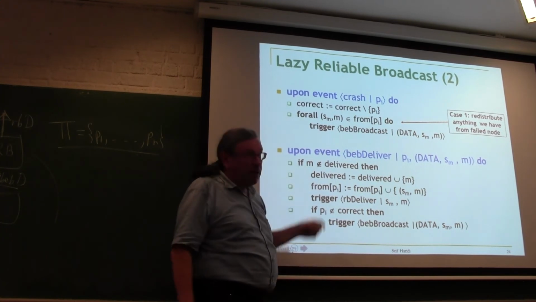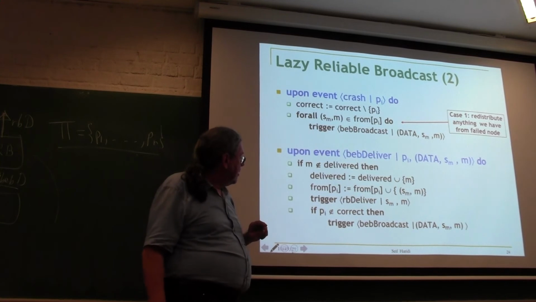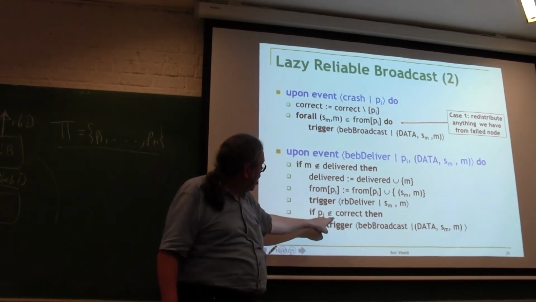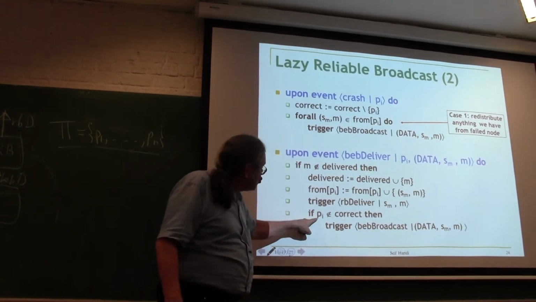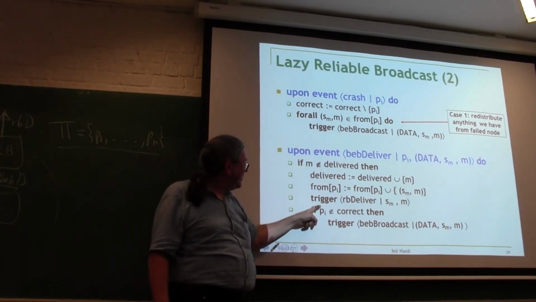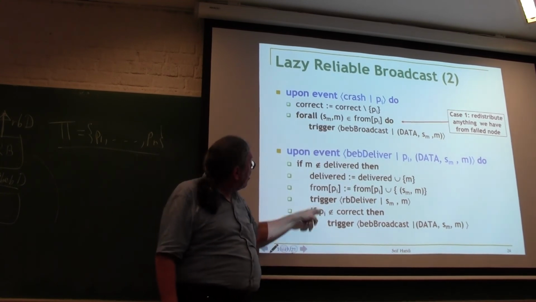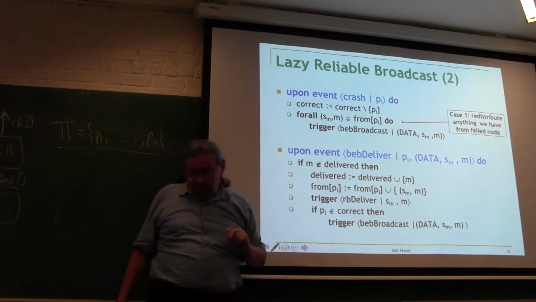And so you do an RB deliver the first time only, and then you have this little condition at the end. If PI is not correct, what that means is that the crash message actually was already handled before. Okay? So if PI is not correct, that means we've already done this before. Then we do a best effort broadcast.